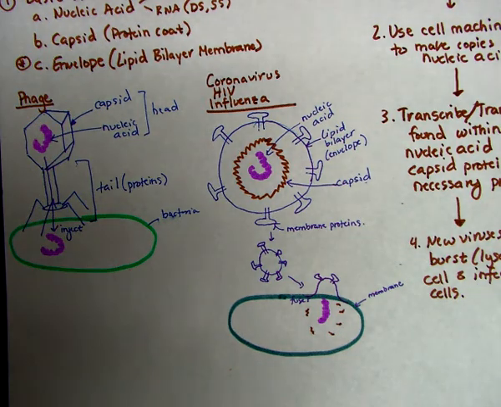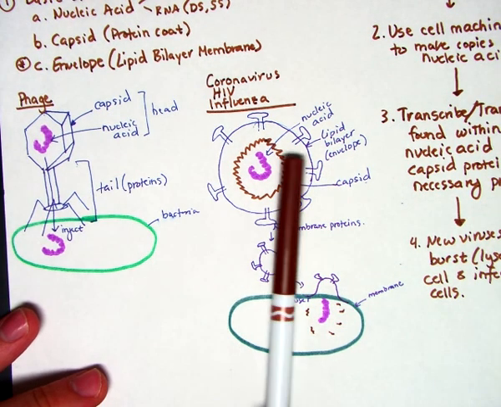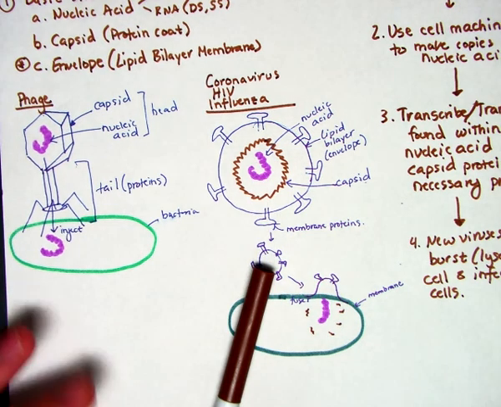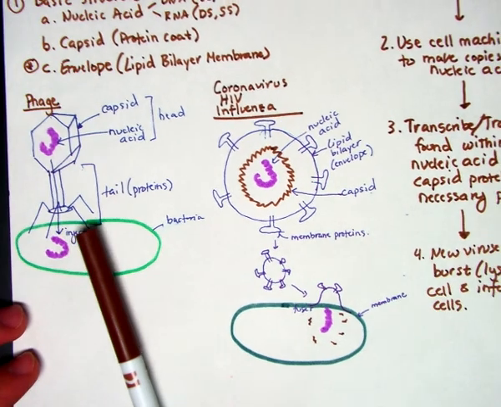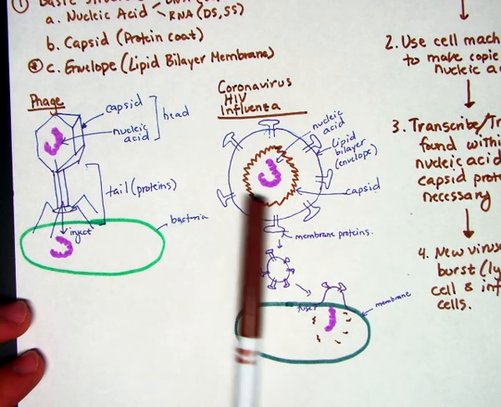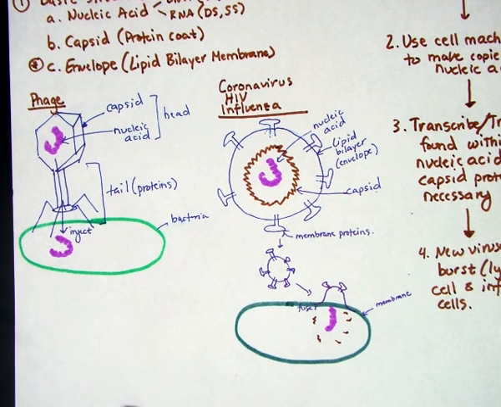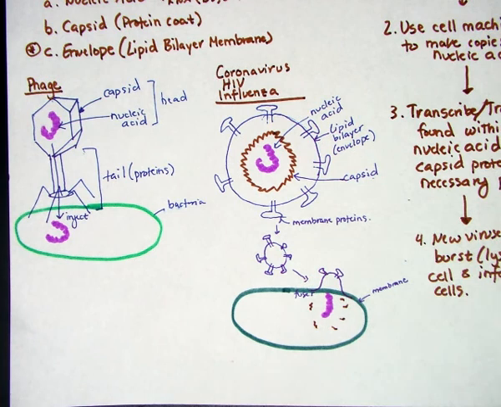Brian, could you tell me what's one difference between these two viruses that I drew? One has a tail. So one has a tail and the other one is more of a sphere-looking thing, and doesn't have a tail. Okay. Adriana, what's another difference between these two? The envelope.